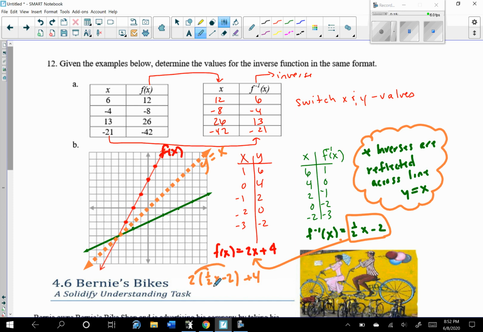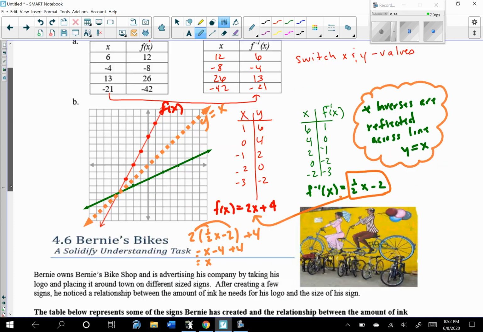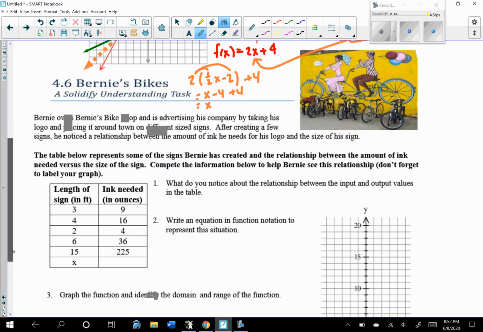If I distribute this 2 here, 2 times 1/2 is just 1x. 2 times -2 is -4 plus 4. And notice that you're left with x. And that's always going to be the case when you have inverse functions. When you plug it into the other equation, you should always get x back. And again, we'll talk about that later in a different lesson.